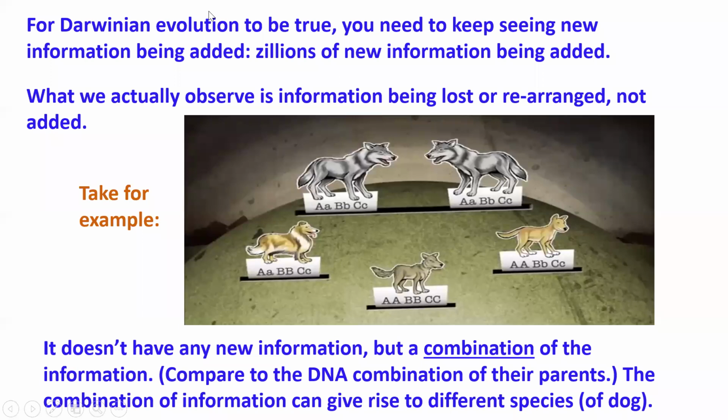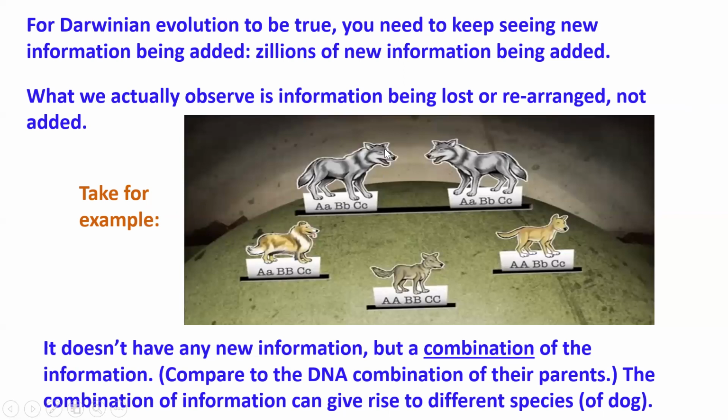So looking at Darwinian evolution, where it changes from one animal to another, for that to be true, you need to keep seeing new information being added. You need zillions of new information in your genes to be added for it to change from this animal into another kind of animal. And what we actually observe in science is information being lost or rearranged, not added.